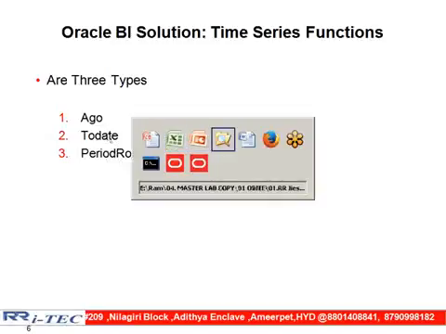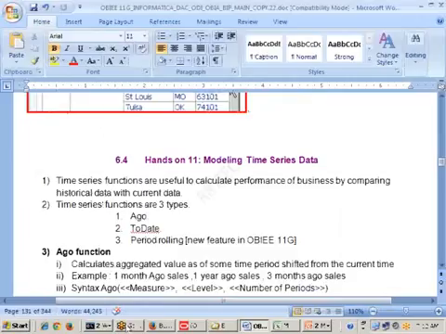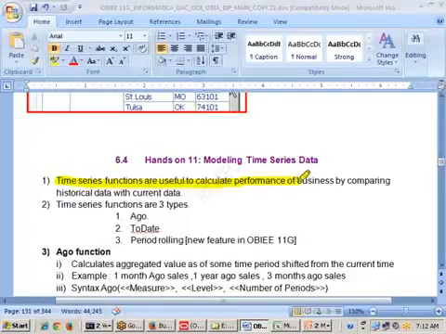Let us go and see our notes. First point: time series functions are useful to calculate performance of business by comparing historical data with current data. Yes or no, sir? Always we come to understand how we are doing based on the prior year revenue and this year revenue. So if we are doing great business compared to the previous year, then we are on an exponential path, or a linear path. If we are going downward, it means we are not doing a good job.